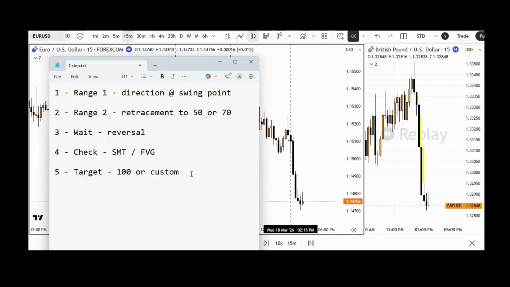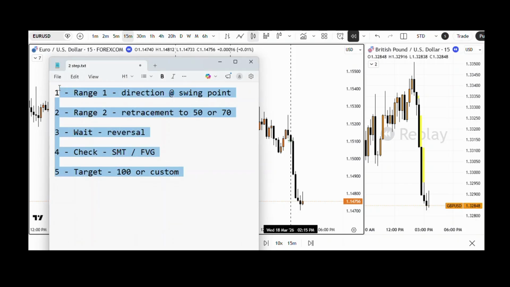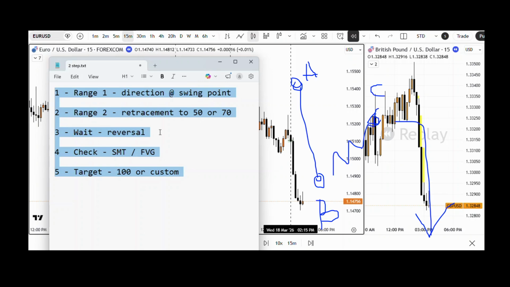The model itself just requires 5 steps. So you need a range. Think of this as your A to B leg. I call this a directional range. This is typically a very strong move, creates a swing high, creates a swing low. This could be up or could be down. Now this move is not always the fastest, but it's always going to be the longest.